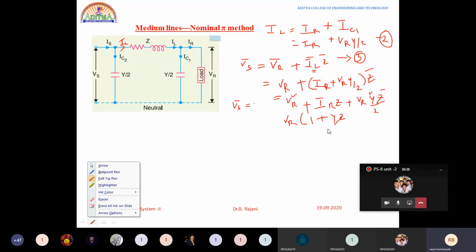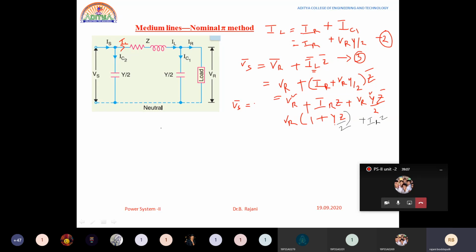If I take VR common, what will I remain with? I will be remaining with YZ by 2, these two terms I have taken, plus what else am I remaining with? Plus IR into Z.